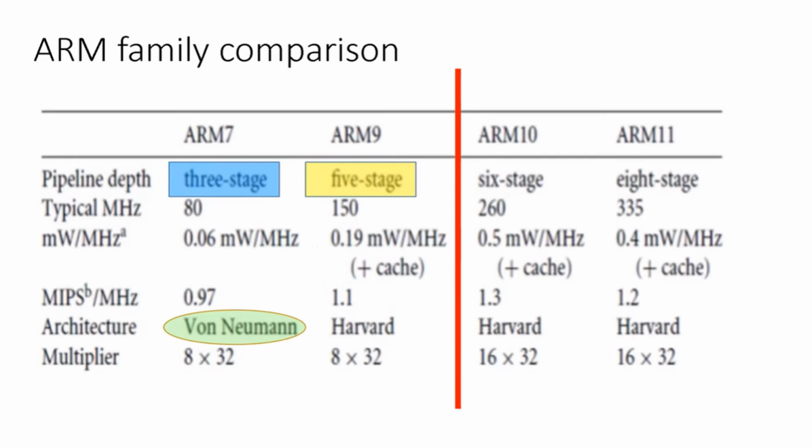So ARM7 up to ARM2 architecture is von Neumann. So ARM9, ARM10 and ARM11 are Harvard architectures. For multipliers, it has 8 by 32. Then ARM10 is 16 by 32 and ARM11 is 16 by 32.